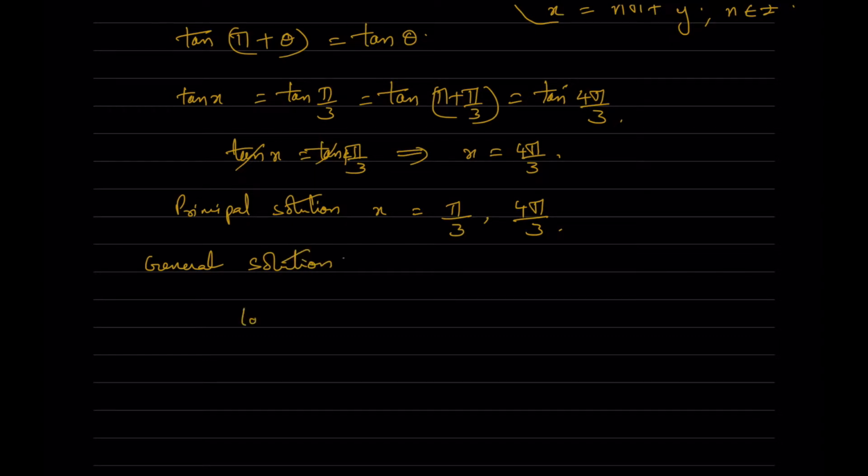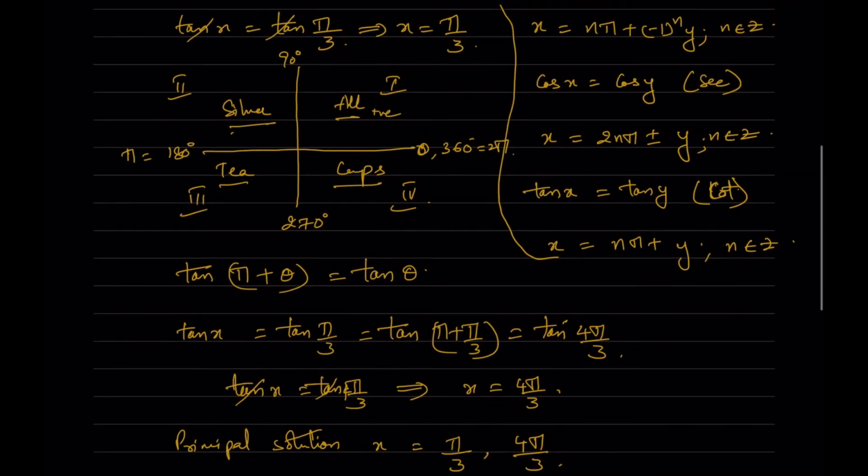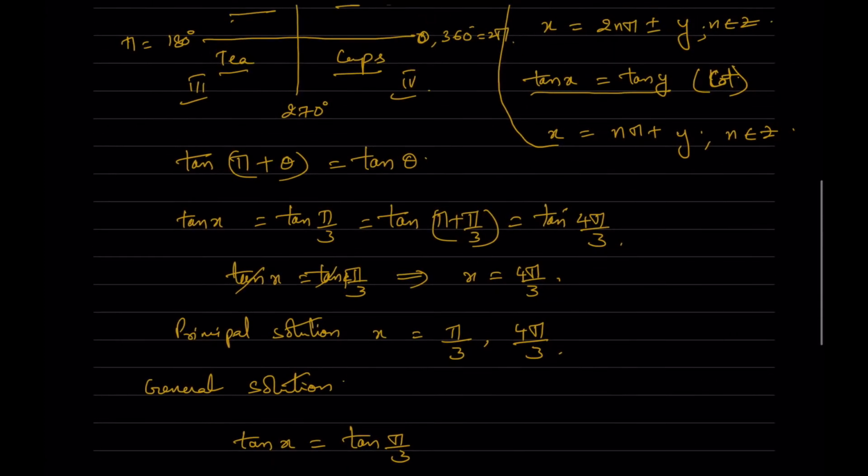Now you are having tan x is equal to tan pi by 3. We are taking the first value itself, we are not taking the second one. So tan x is equal to tan pi by 3. What is the formula we are using for this? We are going to use this formula, that is x is equal to n pi plus y. Now y is nothing but pi by 3.